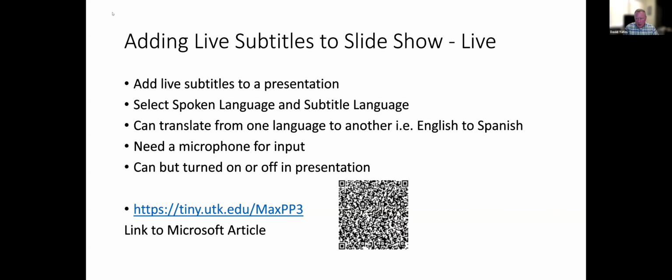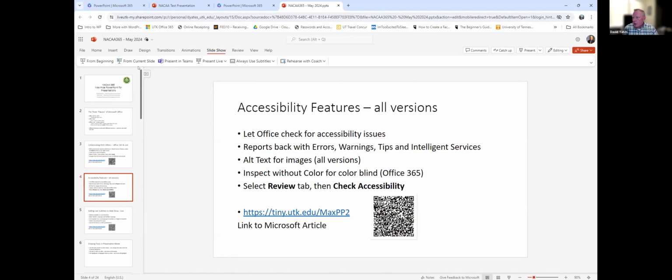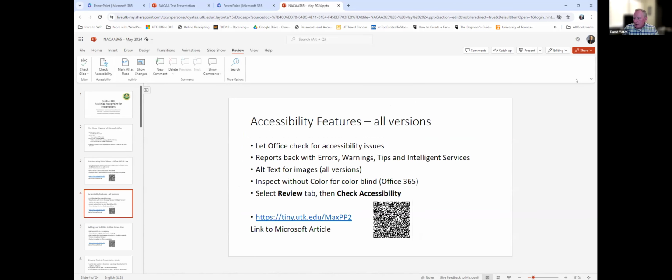So if we go back and you look at your accessibility, where do we find that out? If you go to the review tab, let me switch back to the classic ribbon, and you'll have the review tab in all versions of your Office products. You can then come in and say check accessibility.